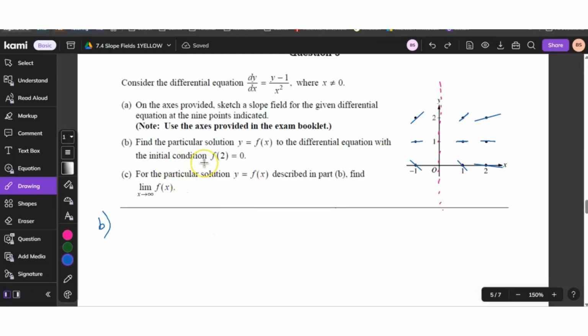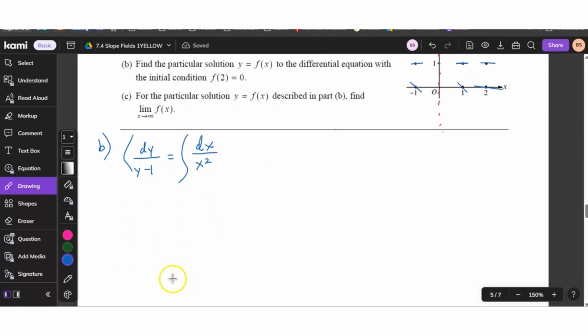Find the particular solution, y equals f of x, to the differential equation using this initial condition. So it means solve it, right? So we're going to get dy over y minus 1 equals dx over x squared. Integrate both sides. We already did this left side. It's just the ln of the absolute value of y minus 1. This one is not ln. Remember, 1 over x squared is the same as x to the negative 2. So it's going to be x to the negative 1 divided by negative 1, so negative x to the negative 1. Or if you prefer, negative 1 over x.